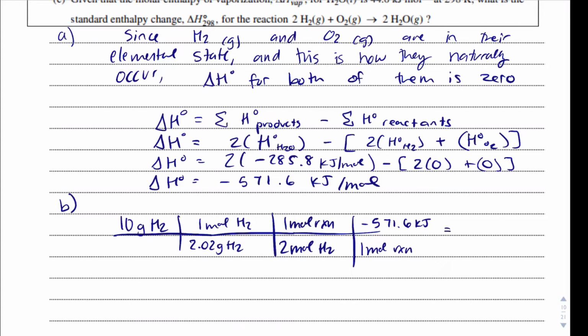So when I math all of that out, I'm going to get, wait, let me plug it in again to make sure. 10 times 571.6 divided by 2.02 times 2. I get 1,415, and this is kilojoules, but since that was negative, you could say negative 1415 or 1415 kilojoules released.